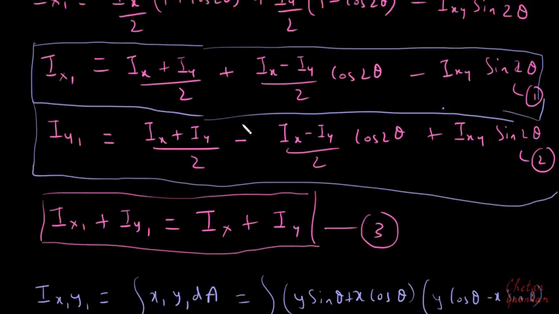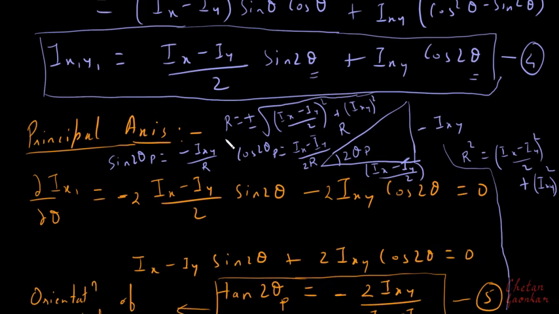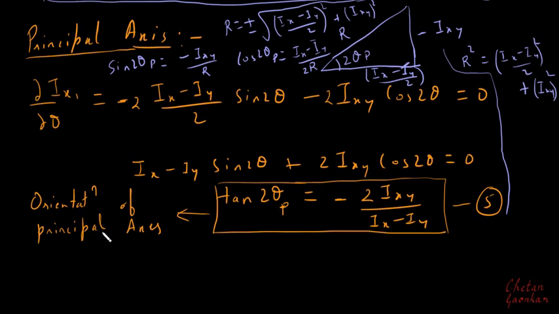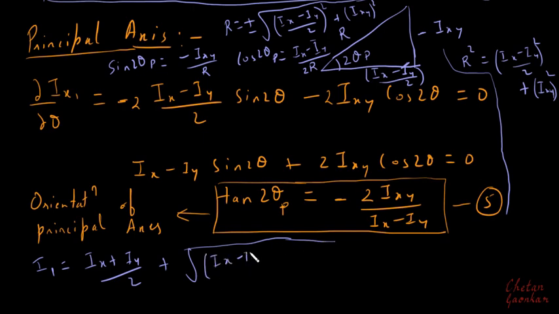If I substitute the values of sine 2 theta p and cos 2 theta p in this expression, in place of Ix1 I will call it I1 now. I1 will be equal to, let me remind you again that I have two values of R here, one is plus and one is minus. So initially I will consider the plus value of R. In that case I will get I1 as (Ix plus Iy) by 2 plus root of ((Ix minus Iy) by 2) the whole square plus Ixy square.